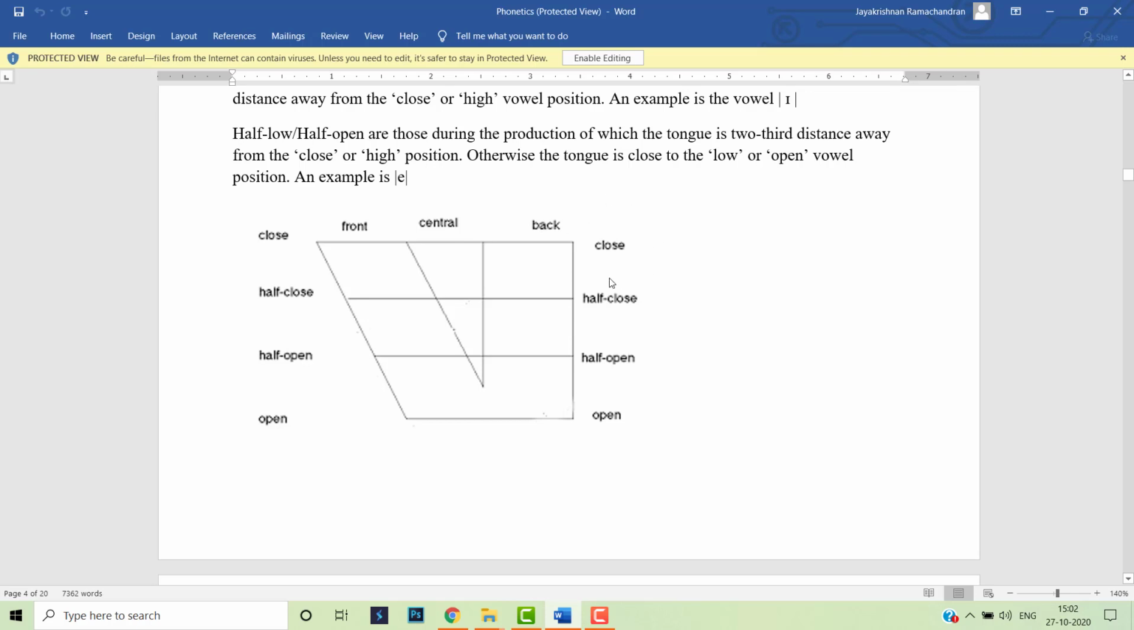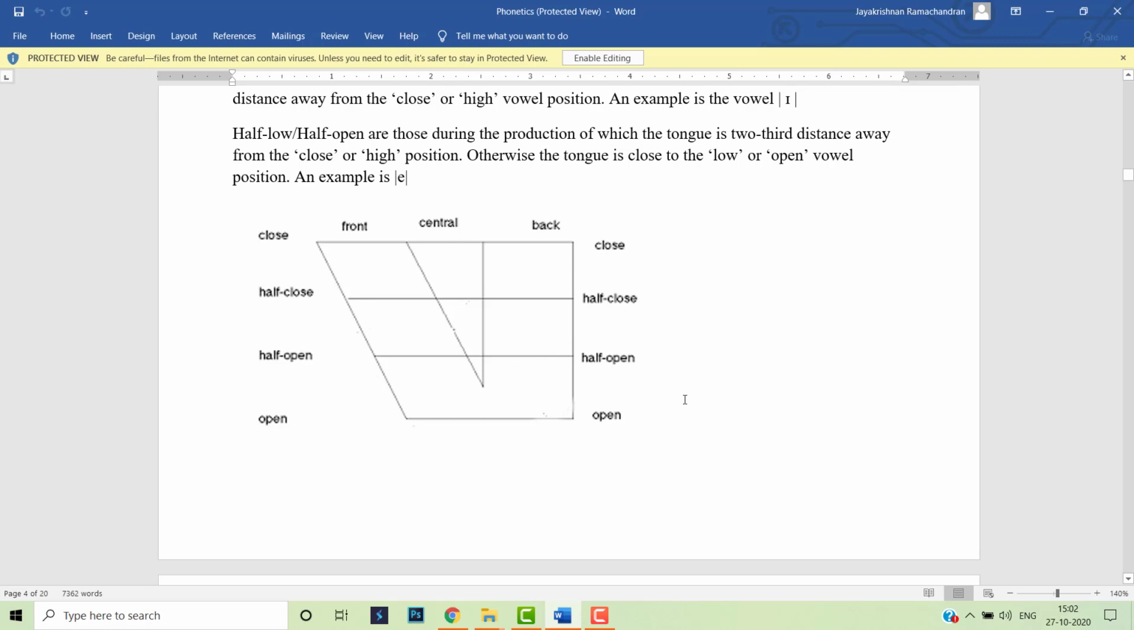It is half close as well as it is a back vowel because it is the back of the tongue that is rising. So back of the tongue is rising against the soft palate, but still it is 1/3 distance away from the close vowel position. You call it as a back vowel, which is half close.